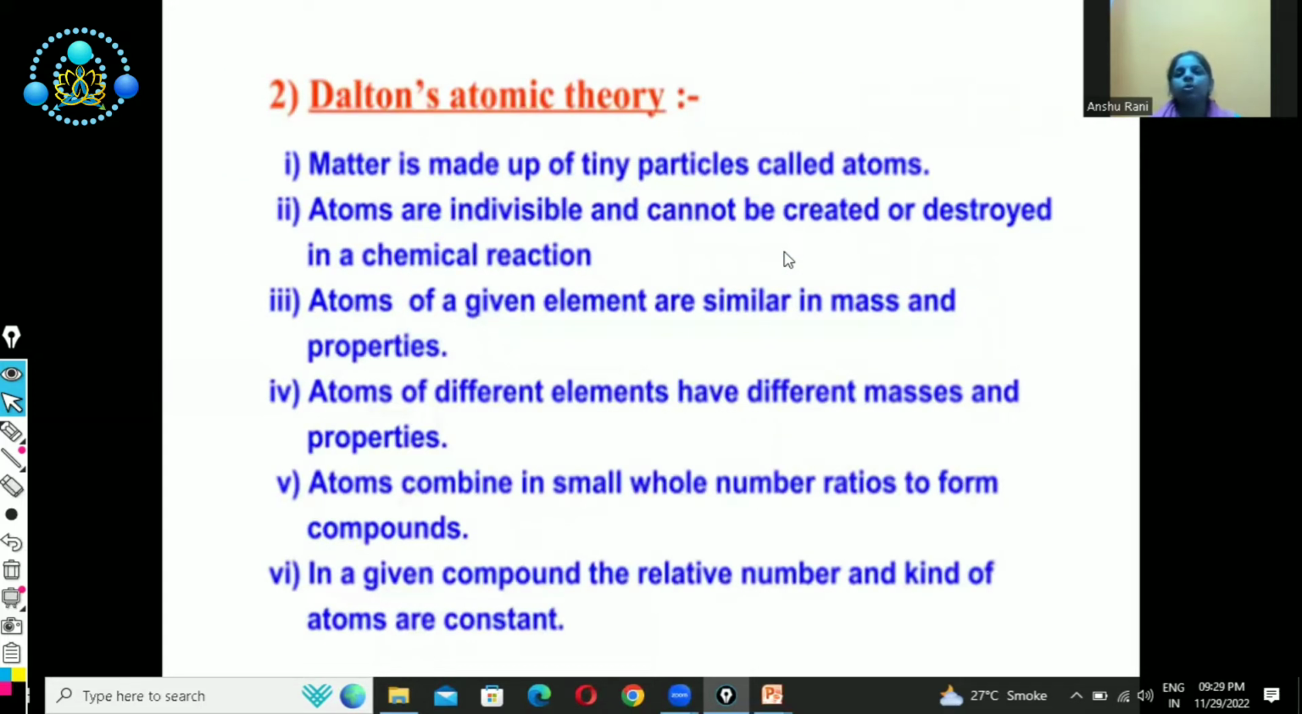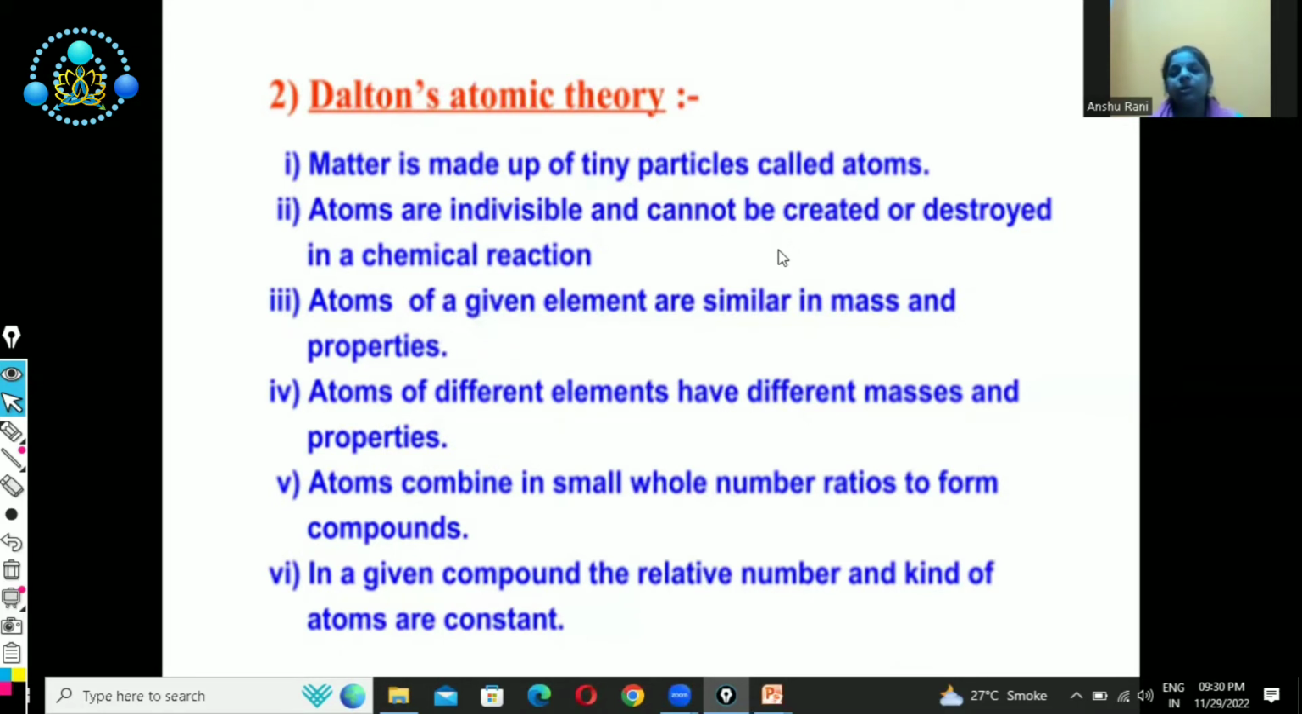Then you have the postulates of Dalton's atomic theory. Dalton's atomic theory states that matter is made up of very tiny particles. They are called atoms. Atoms are indivisible. They can't be further broken down into smaller parts. You can't create or destroy an atom in a chemical reaction.